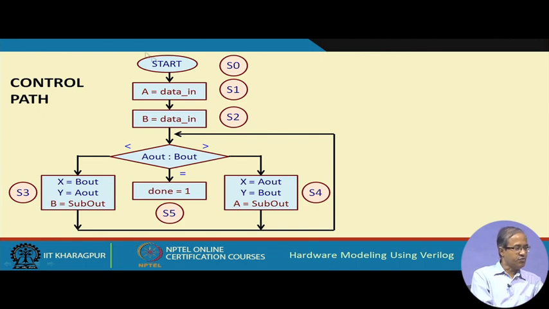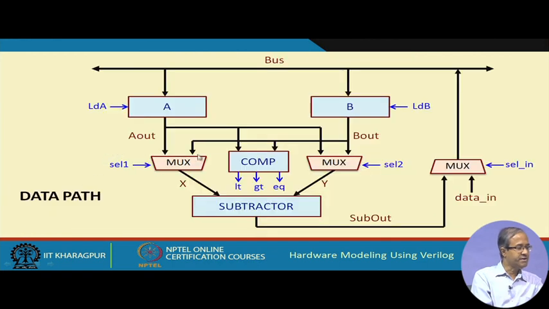Now, that same flow chart we are just showing in a slightly different way, stepwise. From the beginning, let us say we load the data in signal which is coming from outside into A first, then data in into B, next we are calling them as states. S0 is the initial state, this is state 1, this is state 2. Then we compare the outputs of the A and B registers, which we have called A out and B out. If it is less, then B out goes to X and A out goes to Y. What does this mean? It means B out goes to X and A out goes to Y. That means I am selecting these multiplexers appropriately.